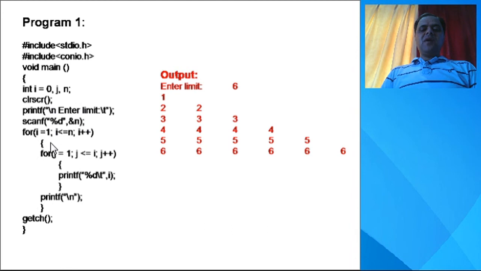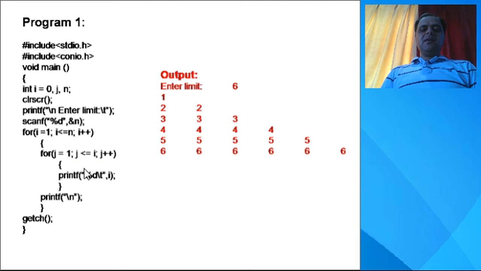So for the outer loop, i is initialized with 1. So the value of i is 1. Is i less than or equal to 6? Yes, true. Control goes to the inner loop. j is initialized, so the value of j is 1. Is j less than or equal to i? Yes, i is 1 here, so this is true. Then print i, so 1 got printed.